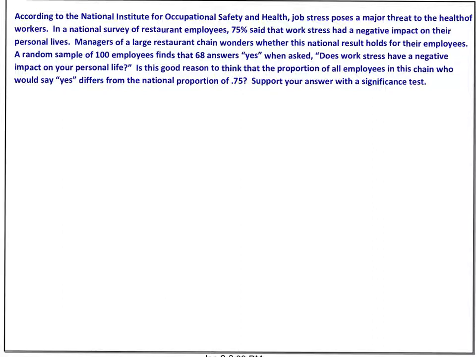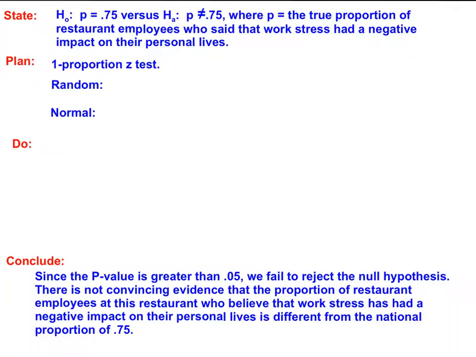And we're not giving any indication if we think it's more or less, just is it different? Okay? Did an SRS of 100. There's your state step. HA is that P is not 0.75, so we'll assume that the proportion is the same for our restaurant as it is for the national proportion, okay? And then we'll have to be convinced if it's different.